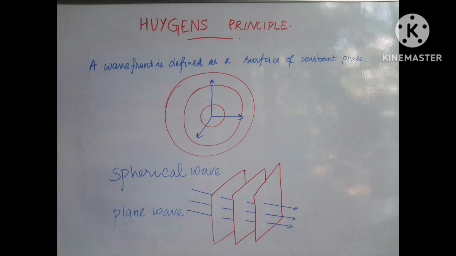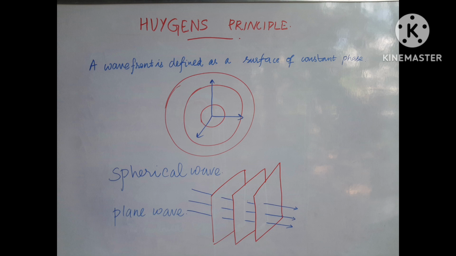First of all, we will discuss what is a wavefront. A wavefront is defined as a surface of constant phase. For example, when we throw a stone in a compound, what happens after a few seconds? You know that ripples of water can be seen, and if you take a photograph of this, you may see concentric circles around the point of disturbance.